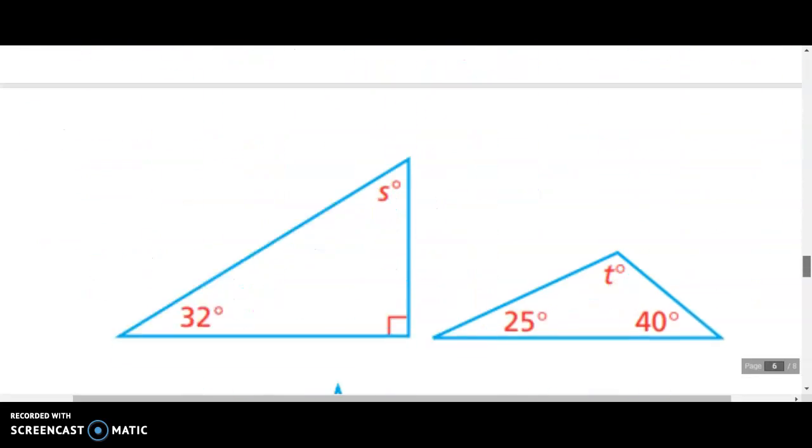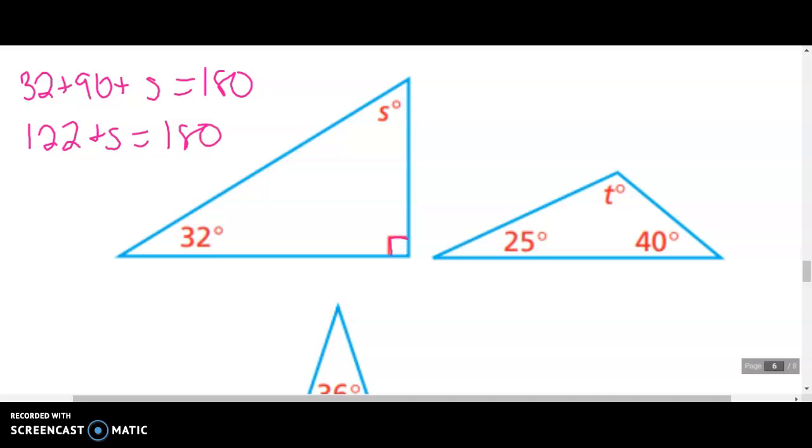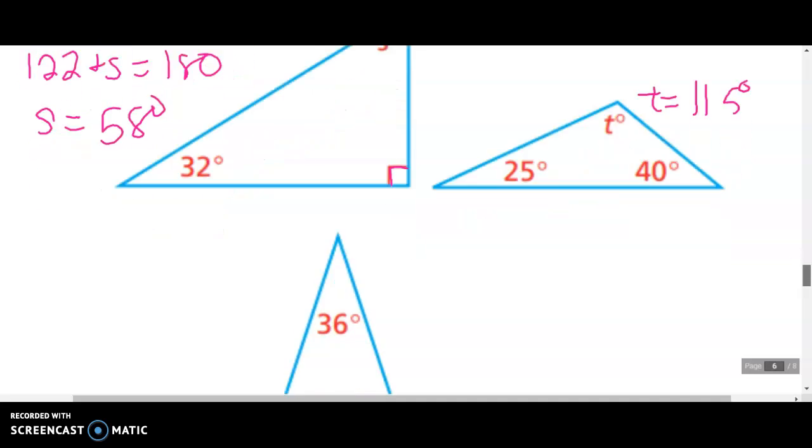Okay? All right. Now, here, again, this is 90. So we're going to have 32 plus 90 plus s. And we know that those three angles add to 180. So now we have 122 plus s equals 180. Subtract 122 from both sides, and we find that s equals 58 degrees. I'm not going to go through this one, but I will tell you that t equals 115. If you want to try that, make sure that you get the same answer.